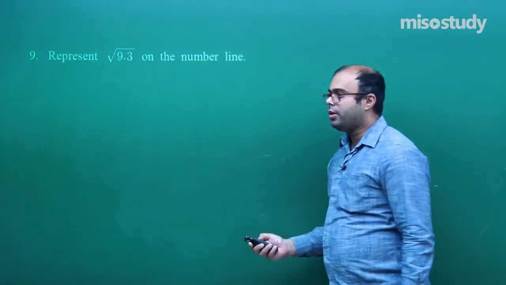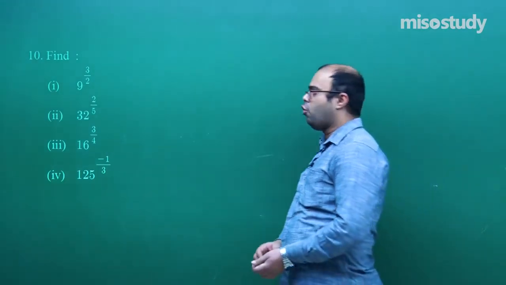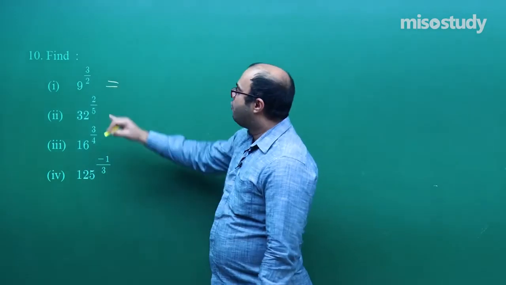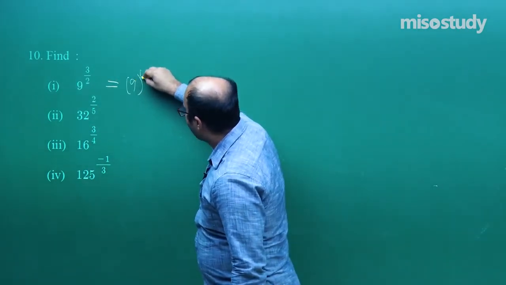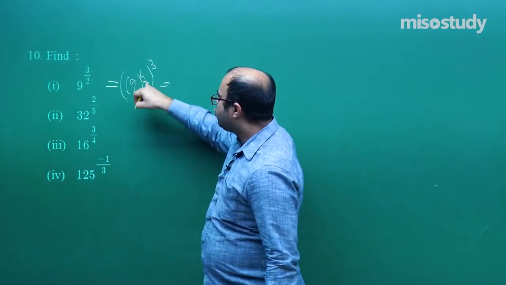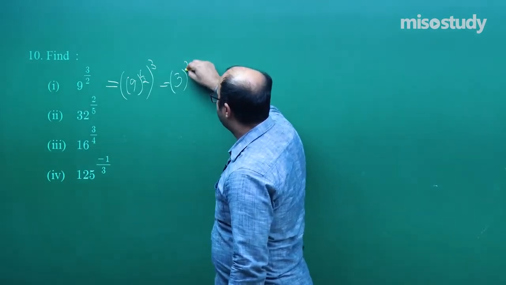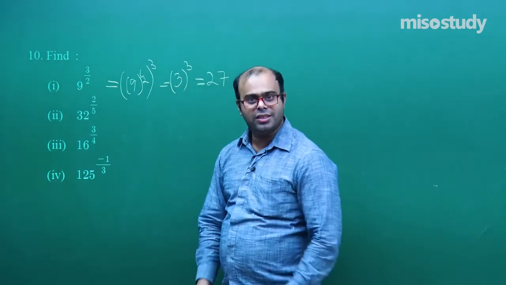Let us see the next question. Find these values in simplified form. So 9 to the power 3 by 2. What is 9 to the power 1 by 2? First let us write it like this: 9 to the power 1 by 2, to the power 3. 9 to the power 1 by 2 is actually 3, the square root of 9, and the cube of that is going to be 27. So this is the answer.